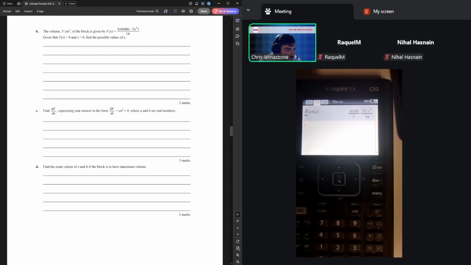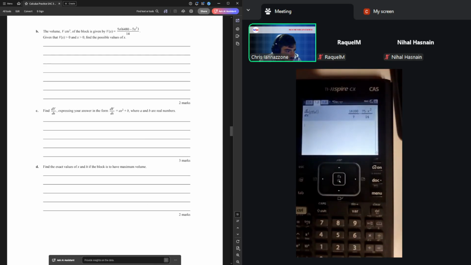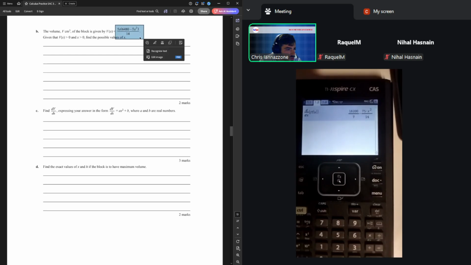Find dv dx, express your answer in the form dv dx equals ax squared plus b. A and b are real numbers. They look pretty real to me. 3 marks. I guess the next best bet here is going to be just doing it via algebra. That's the only other way I could imagine showing your 3 marks. So I guess going through your product rule approach and showing that you know how to do it that way. At least the advantage is that you know what it's supposed to end up at.